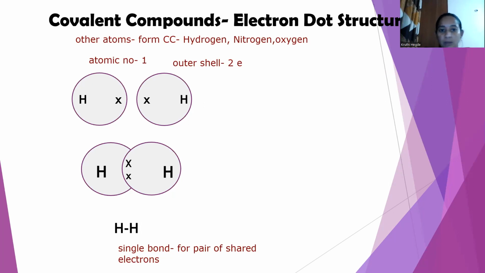ಗೊತ್ತಾಯ್ತಾ? Let me go ahead. So hydrogen ಹೀಗೆ it forms a covalent compound. ಇದನ್ನ H2 ಅಂತ ಹೇಳ್ತೀವಿ, which we generally call as hydrogen gas.